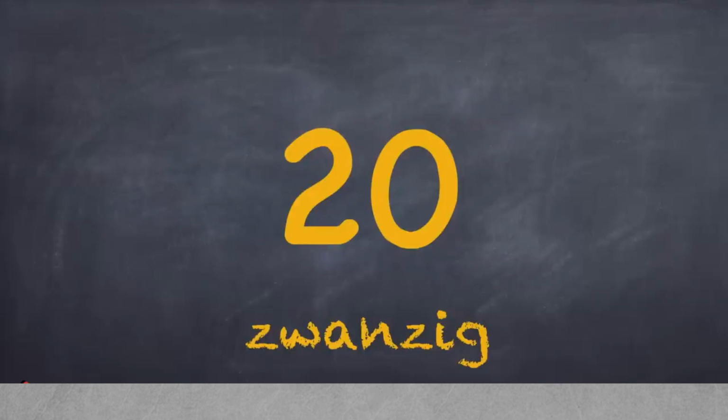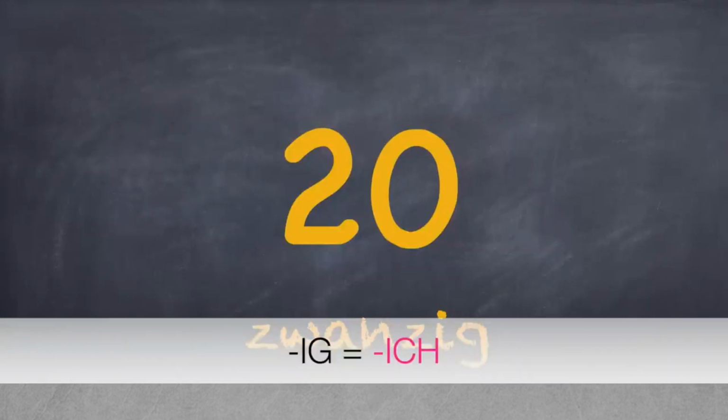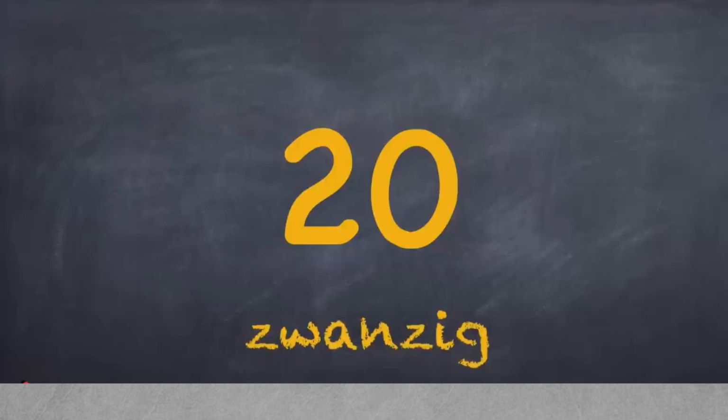When G forms a part of an ig suffix, it is pronounced as ich. You might also find some people pronouncing this number as zwanzig with a hard G. This is because they have a different dialect. So now you know numbers from 0 to 20. Let's move on to see how you can use these numbers to say your mobile number.